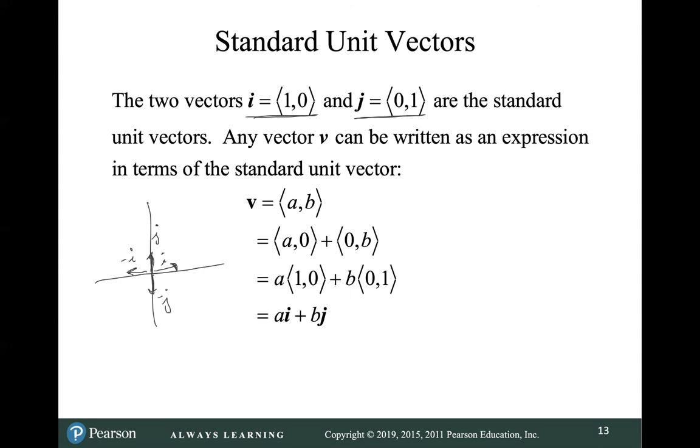Okay, and we can always write vectors in terms of I and J by just saying we have whatever our A value is times I, which is a vector, and then whatever our B value is times J, which, remember, J is a vector. So this is still a vector.